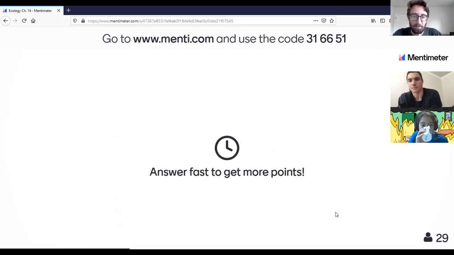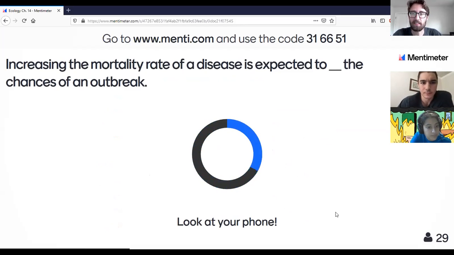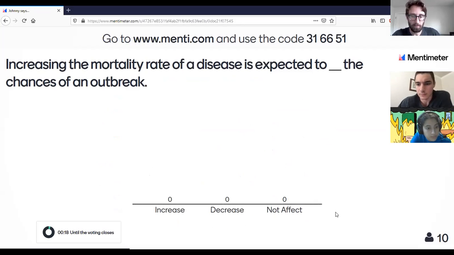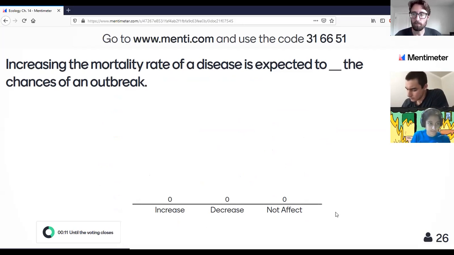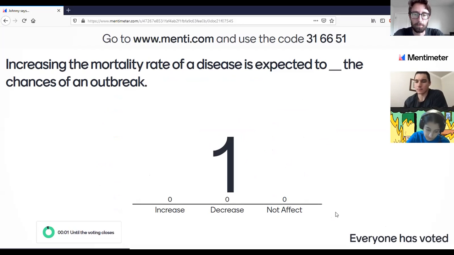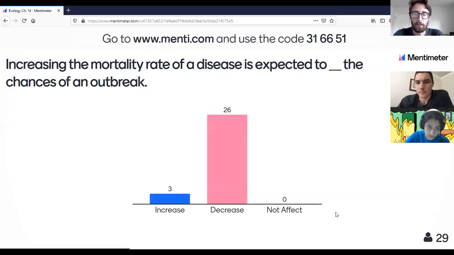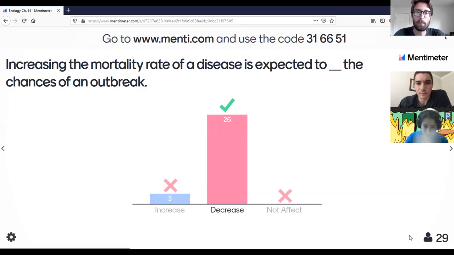All right, next question. Increasing the mortality rate of a disease is expected to blank the chances of an outbreak. Yeah, it's going to be decreased. This is one of the counterintuitive outcomes of that disease outbreak model that we mentioned. Increasing mortality means less of a chance of spreading the disease from infected individuals to susceptible individuals in that model.